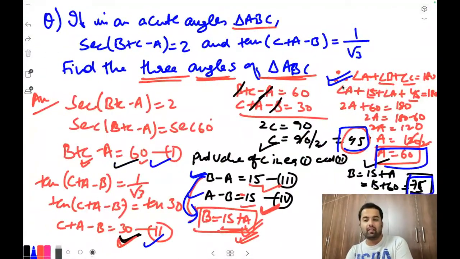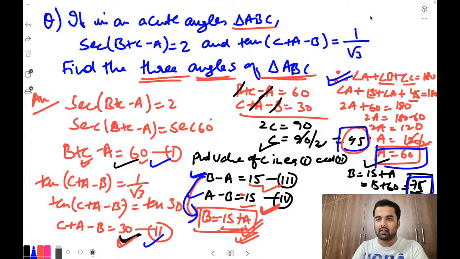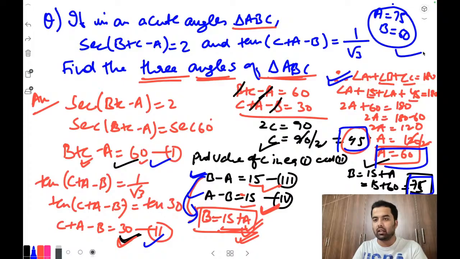Either you will get A value as 75 and B value as 60, okay, same thing will come. Don't worry about it. If you're getting A value as 75 and B value as 60, that is also a correct one. Maybe it will come. Here we got A value 60, B value 75. So that is also okay.